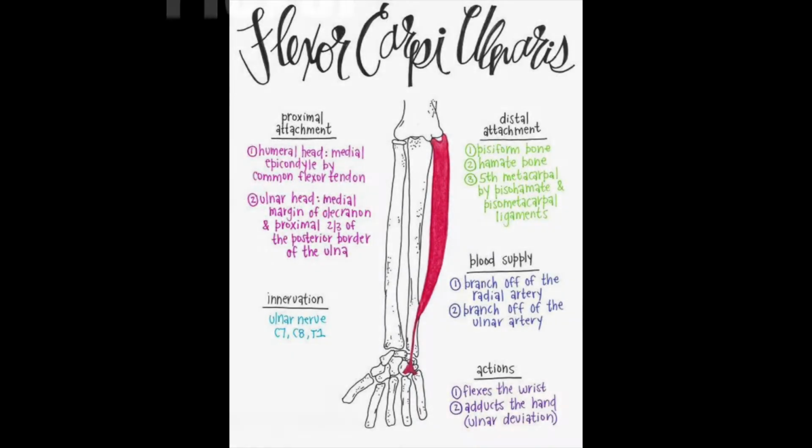Now we're focusing on the flexor carpi ulnaris, which has again a similar origin of the medial epicondyle of the humerus and the olecranon of the ulna, and the insertion is pisiform, which actually is a sesamoid bone, also with hook of hamate and base of metacarpal 5, with an ulnar nerve attachment. And the action is flexes wrist and adducts the hand, which is also known as ulnar deviation.